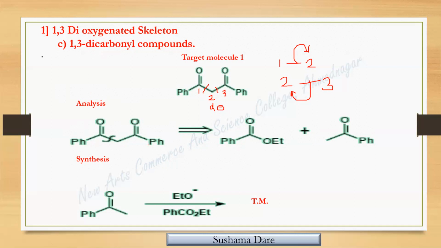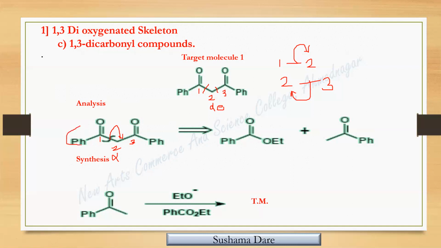Now, in this analysis, you can number it 1, 2, 3. You can disconnect either option, that is, either 1,2 or 2,3. Here I am going to show a 1,2 disconnection. As we already talked, we have to disconnect in the direction of 2. Carbon 2 is an alpha carbon, and the alpha carbon carries the negative charge very well. So, which synthon does it give?